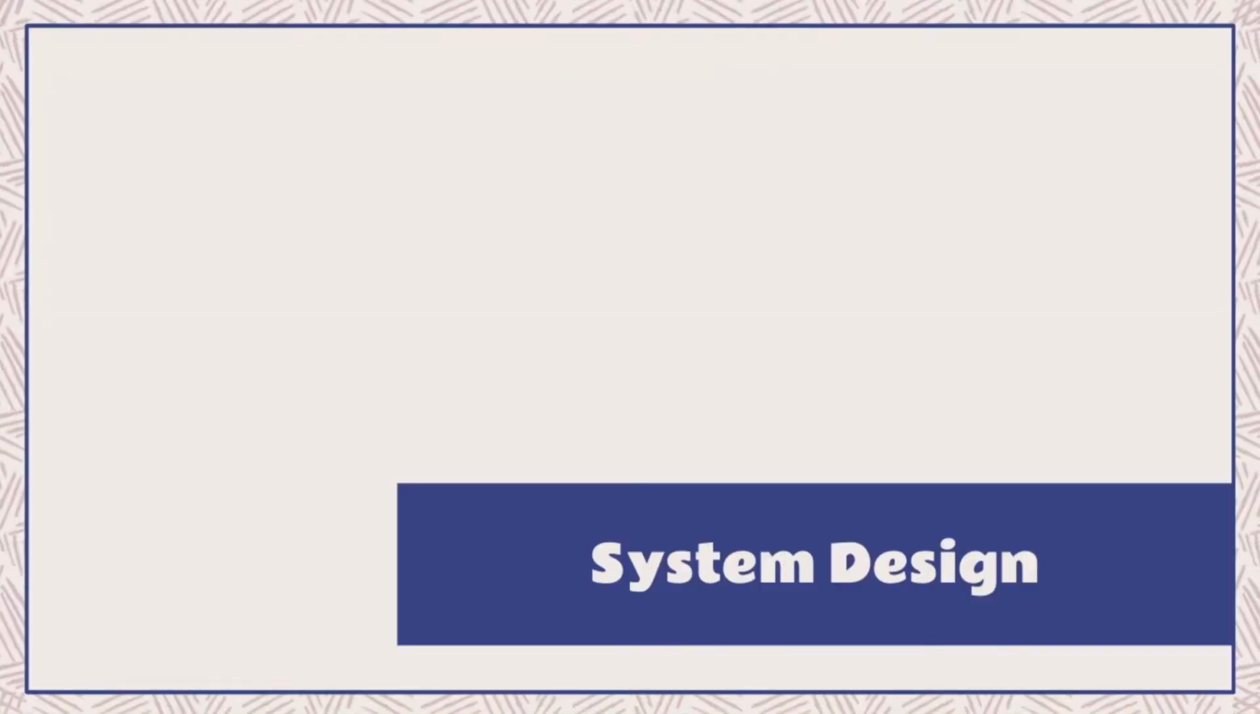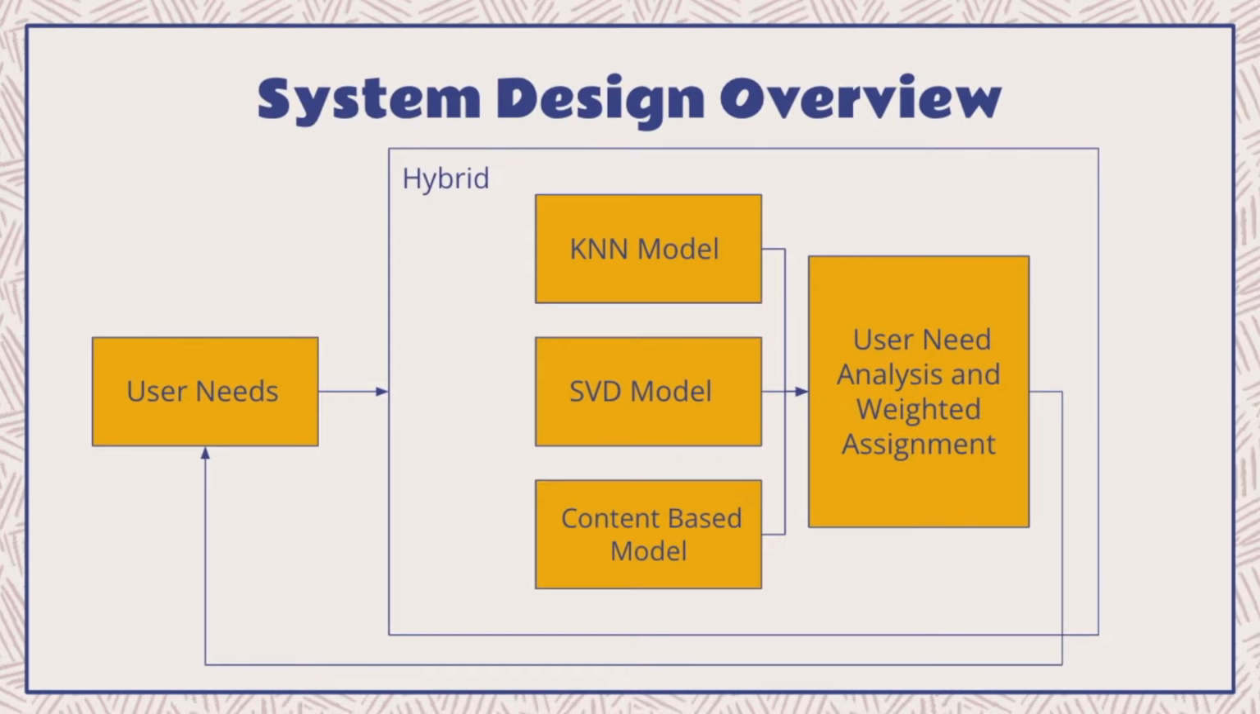For the system design, we have user needs as our entry point, passing to the entire backend called hybrid. The hybrid has 3 models and 1 post-processing part. Let my teammates first introduce the models. We will come back to this later.